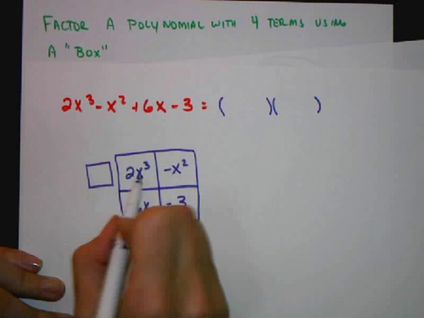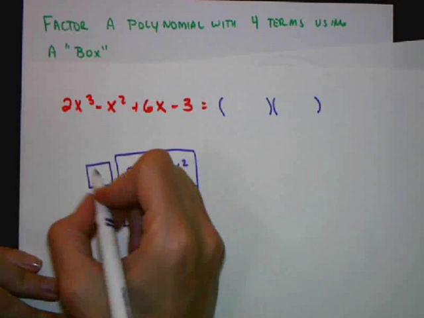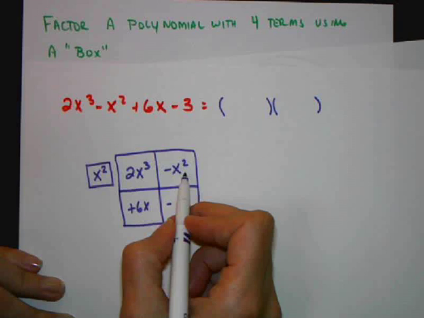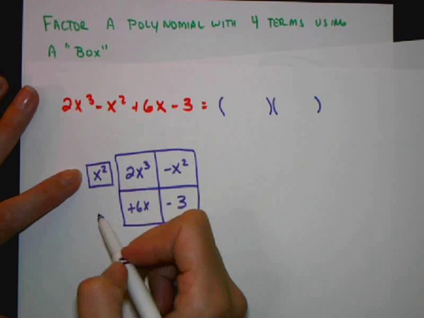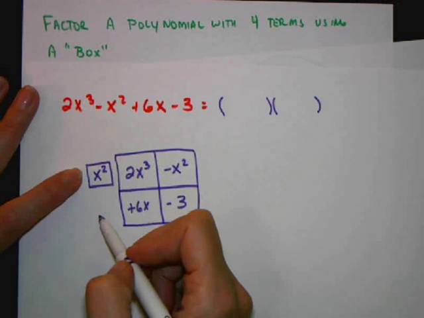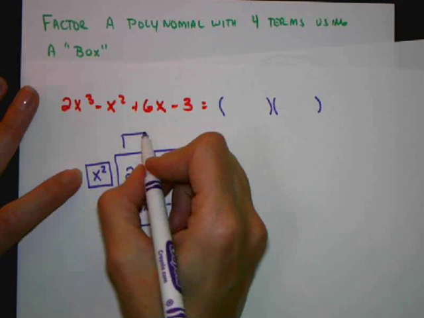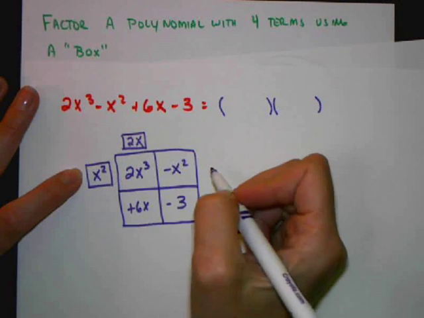What is a common factor between 2x cubed and negative x squared? Well, both of these have an x squared in them. That's the greatest thing that I can factor out from both of them. Once I filled in one of the things around the outside of the box, the rest of them are really easy to fill in. So x squared times what has to go up here to give me 2x cubed? Well, this must be 2x.